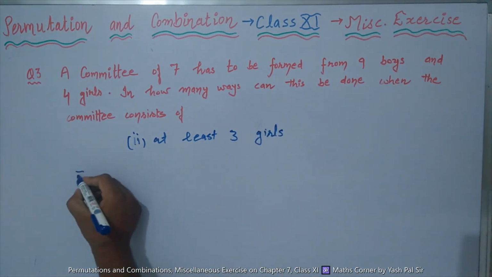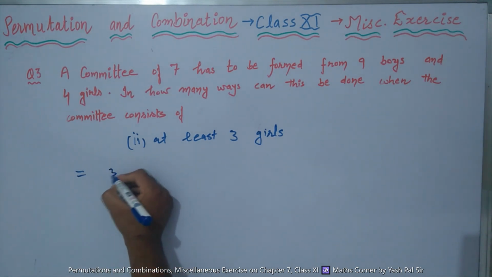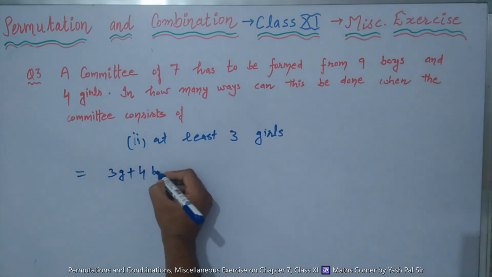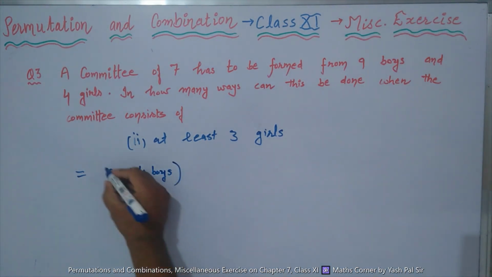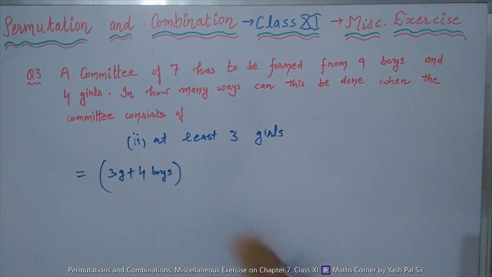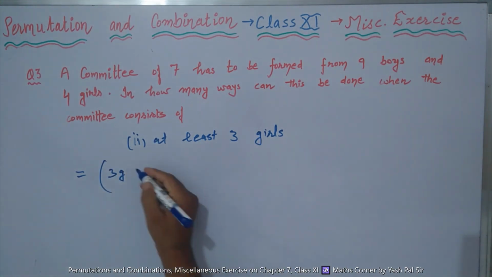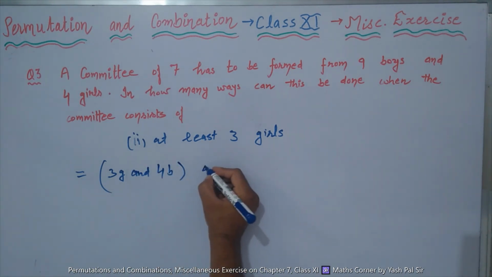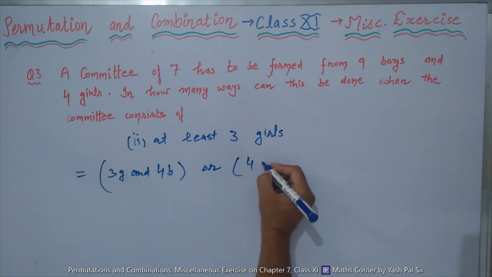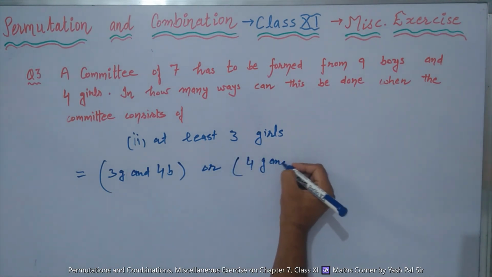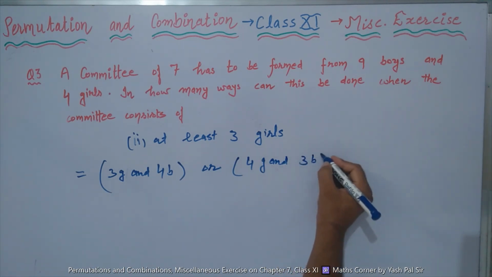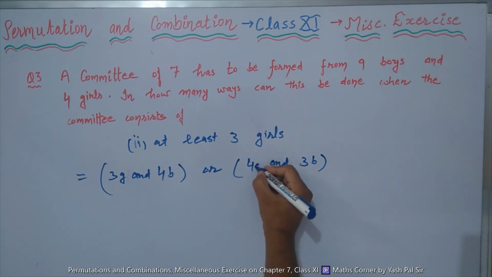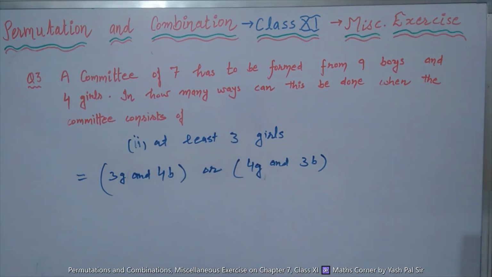It means 3 girls plus 4 boys, or we can write this as 3 girls and 4 boys, or 4 girls and 3 boys. Right? Now this is very important here to understand the meaning of this AND.